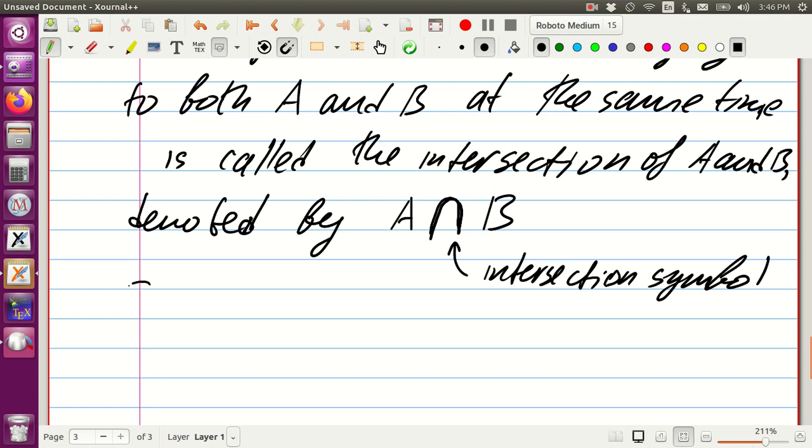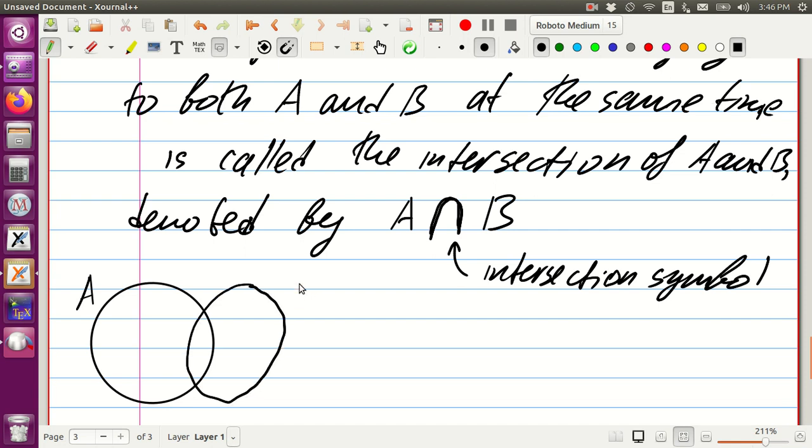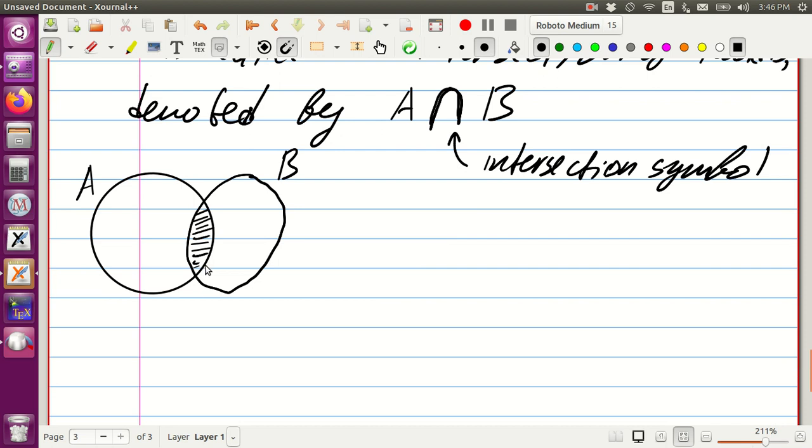Visually, it's really easy to understand. If we have a set A represented by a circle, and we have a set B represented by a circle, these elements that belong to both sets at the same time would be the intersection of A and B. So this set over here is A intersected with B. All right.